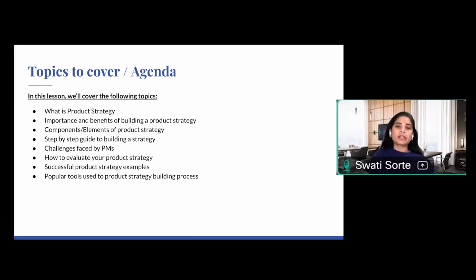How do we evaluate a strategy that you will build, and what are the successful examples of a product strategy out in the market? We'll learn through those examples as well. Towards the end, we'll also walk through popular tools generally used in building a strategy, from road mapping to wireframing to A/B testing. And by the end of the session, we'll do a mock case study, a real-life example of one of the products that you might be using in daily life, and see how we devise a product strategy for that particular product. So, all right, let's get started.